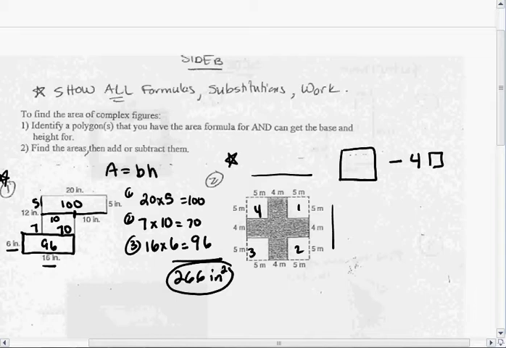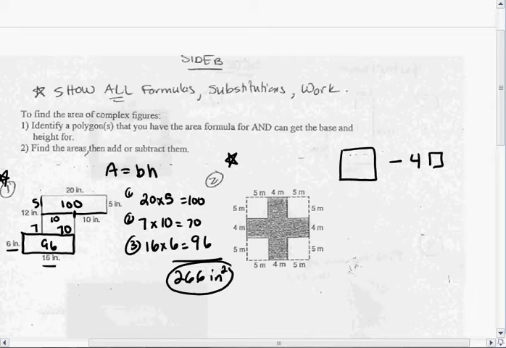I could also divide the cross up into 5 parts. 1, 2, 3, 4, 5. Figure out what each of those areas are and then add them together. But I think I'm going to do this first method. That's what we chose to do in class today.